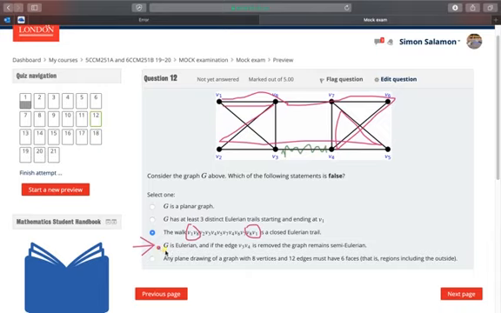The last one: any plane drawing of a graph with 8 vertices and 12 edges must have 6 faces. That's the regions, including the outside. Well, that's true because that's Euler's formula. 8 minus 12 plus 6 is plus 2. So that is correct. Now, as it stands, we don't have a plane drawing, but if I were to make the modifications which I suggested, we would have a plane drawing, and we would find that there were 6 faces.